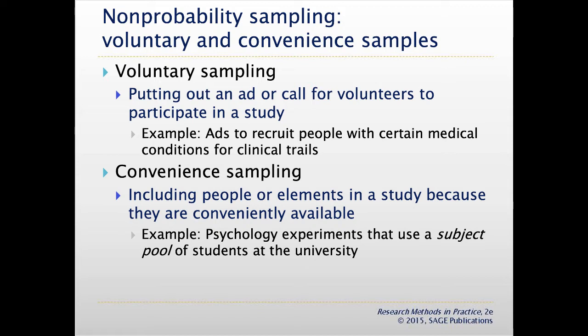Convenience sampling is a general term for when you get people because they're conveniently available or easy to get. A common example of that is psychology experiments that use university students because they're easily available.